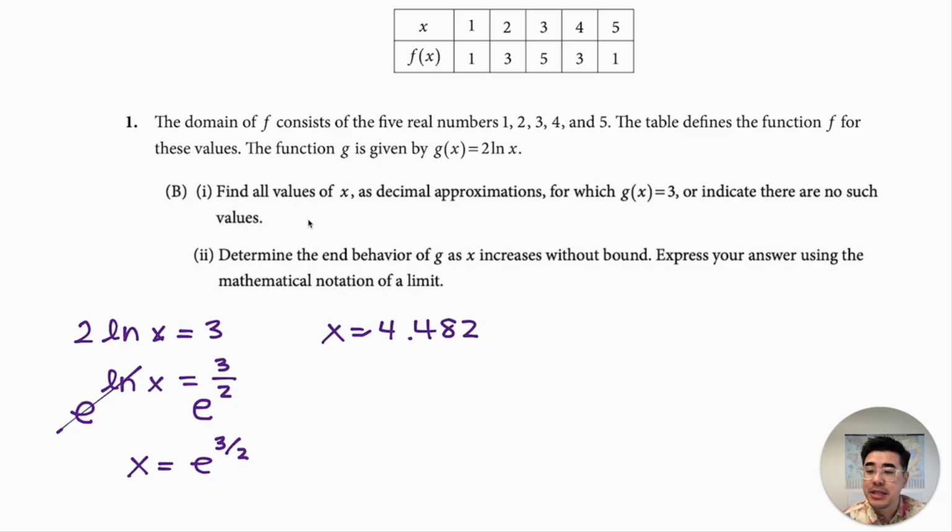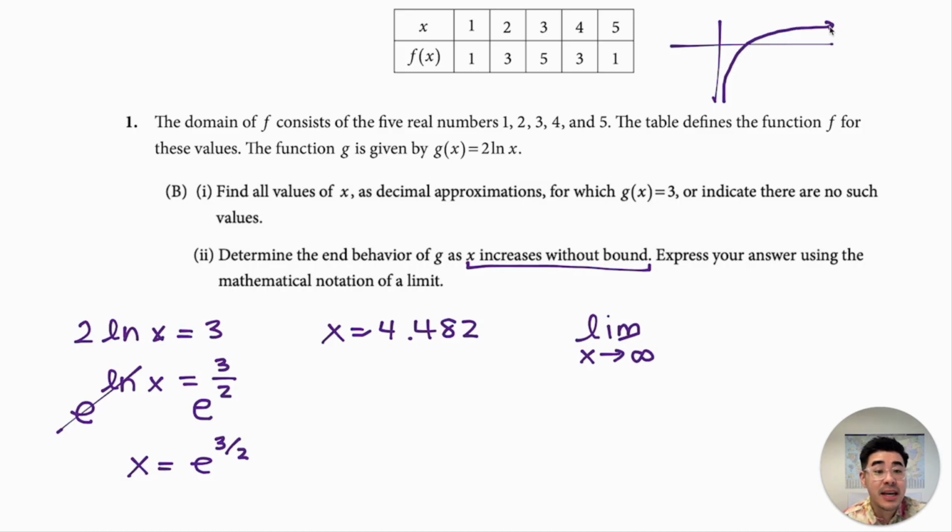For part 2, it says determine the end behavior of g as x increases without bound. So as x increases without bound is just a fancy way of saying what is the limit as x approaches infinity. Now we saw from the graph that if you have an ln graph, it's going to go through 1, 0, and then it's going to increase. It looks like it's going to level off, but log functions will eventually hit infinity. And then remember that your log graph is going to approach negative infinity as you approach 0 from the right-hand side. So how do you actually express your answer then?